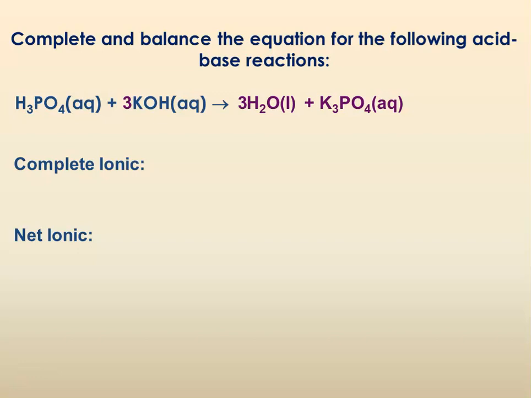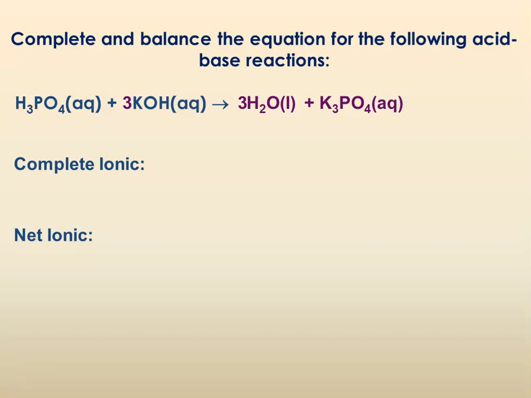But for that to work out, the hydrogens need to be balanced. And so I look at my left side of my equation and I see I have 3 H's in H3PO4 and 3 in the 3 KOHs for a total of 6 H's as reactants, and 3 times 2 in the 3 H2Os gives me 6 hydrogens as products. So my equation is balanced.